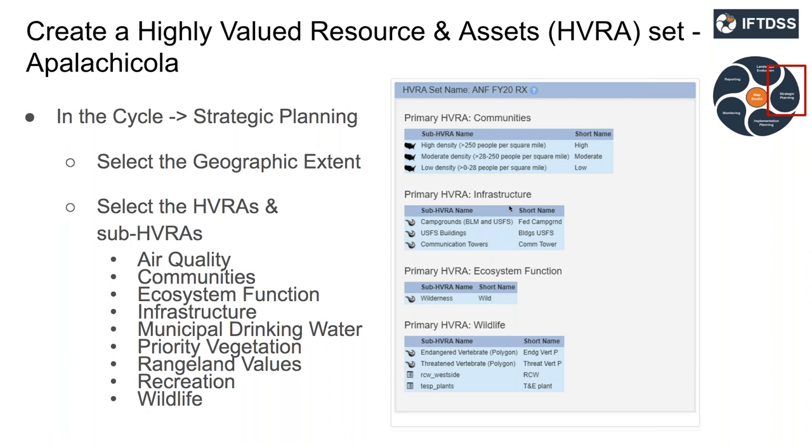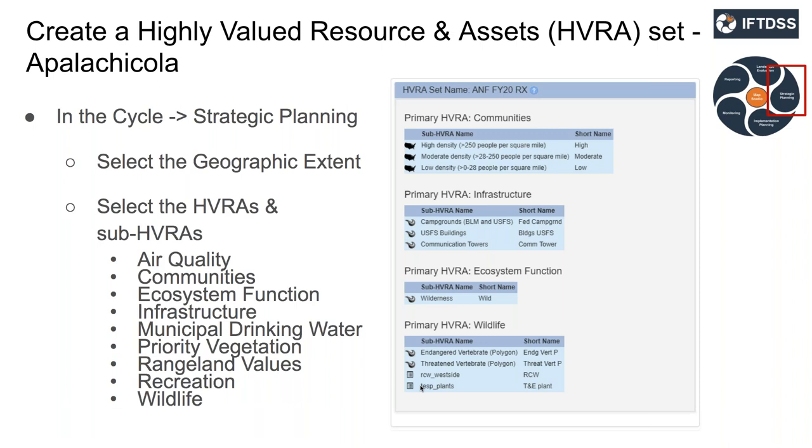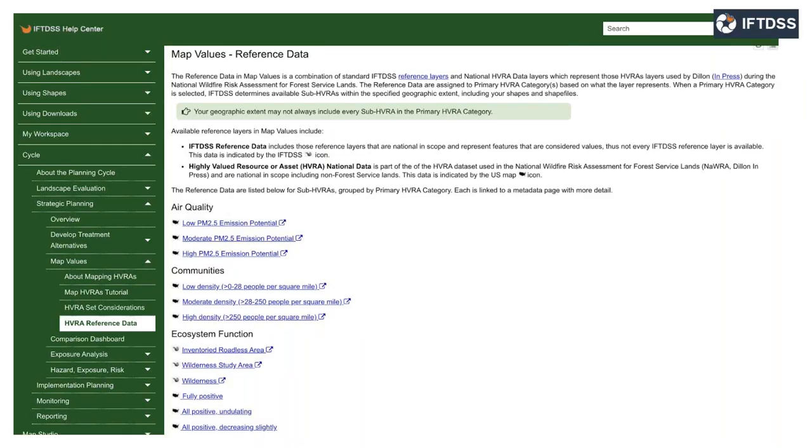So this was the HVRA set that Jen produced, and you can see here in the last box under HVRA wildlife, we've got some RCWs and some other teeny species that were local data that Jen uploaded in order to identify those HVRAs in a local sense, and the rest came from our national data set.